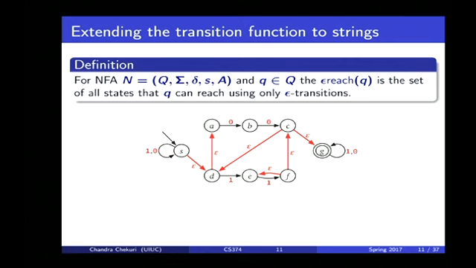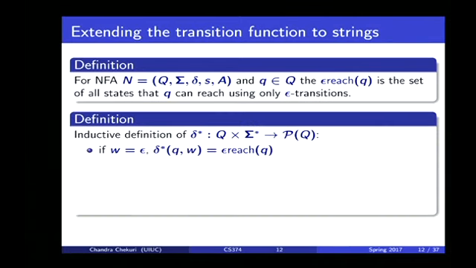That's just the first step. What is the inductive definition of delta star now? You have to go slowly. If the string is epsilon, what should it be? It should be the epsilon reach, right? From a state Q, what is it? All the places I can go to on epsilon, all the epsilon reach. Yeah, that makes sense. It's a set.